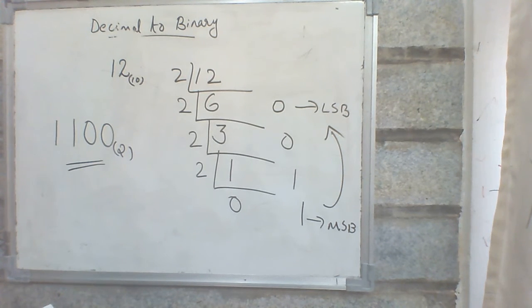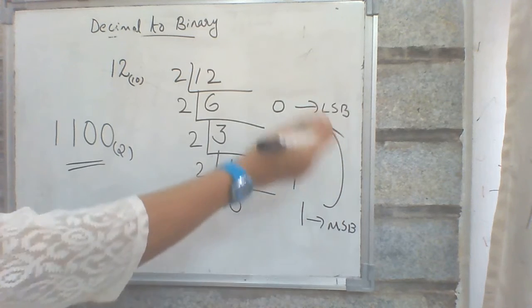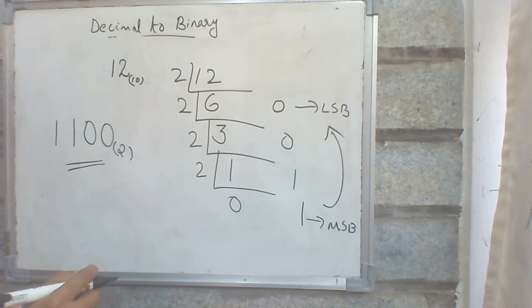This is the method for converting a decimal number to binary. Divide the decimal number by 2 and write the remainder at the right side. Then repeat the division till the number becomes 0. The first remainder will be LSB and the last remainder will be MSB. MSB means most significant bit, LSB is the least significant bit. We need to write the number from down to up.